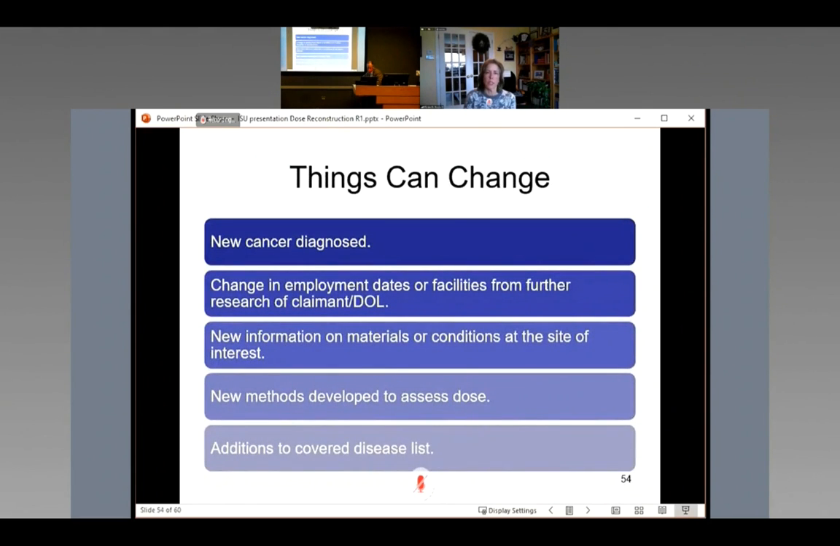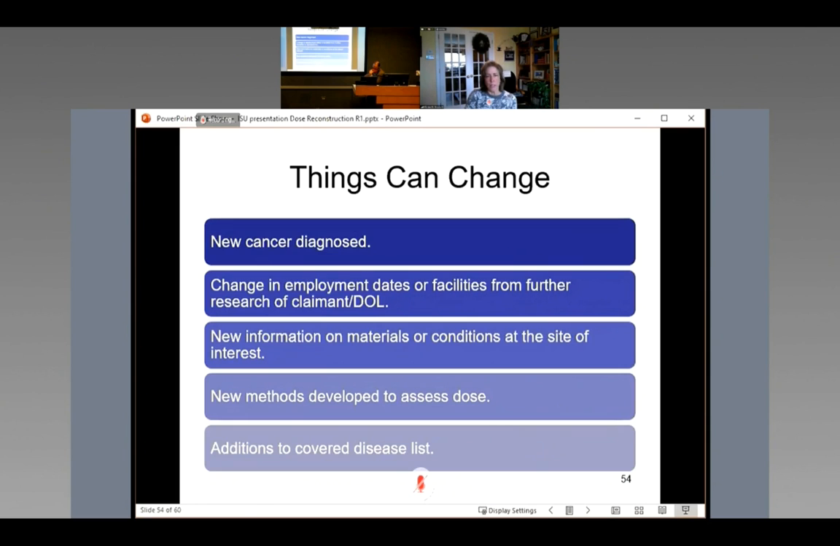So once a case is done and submitted, there are things that can change. Someone can get a new cancer, which is relatively common. We get them back to assess the new cancer. And so then the probability is based on a combination of the multiple cancers. There could be a change in employment dates or facilities. From further research, the claimant might come up with proof that they worked somewhere else or had longer time than what was originally determined.